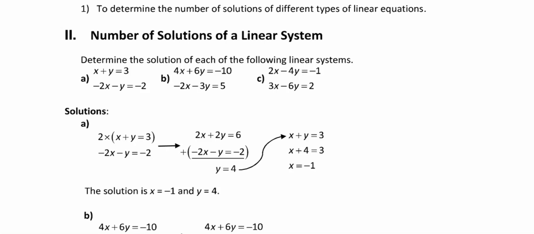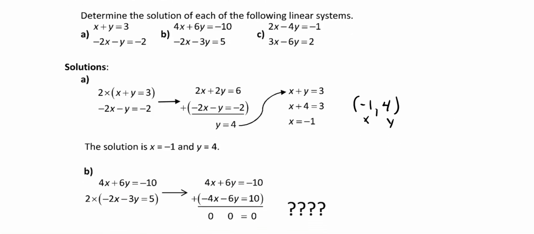It says determine the solution of each of the following linear systems. So let's solve A. We could do it either way, using the substitution method or the elimination method. If you do that, you'd end up getting y is equal to 4 and x is equal to -1. So how many solutions are there? Well, there's one. The solution would be at the point (-1, 4), so x is -1 and y is 4.